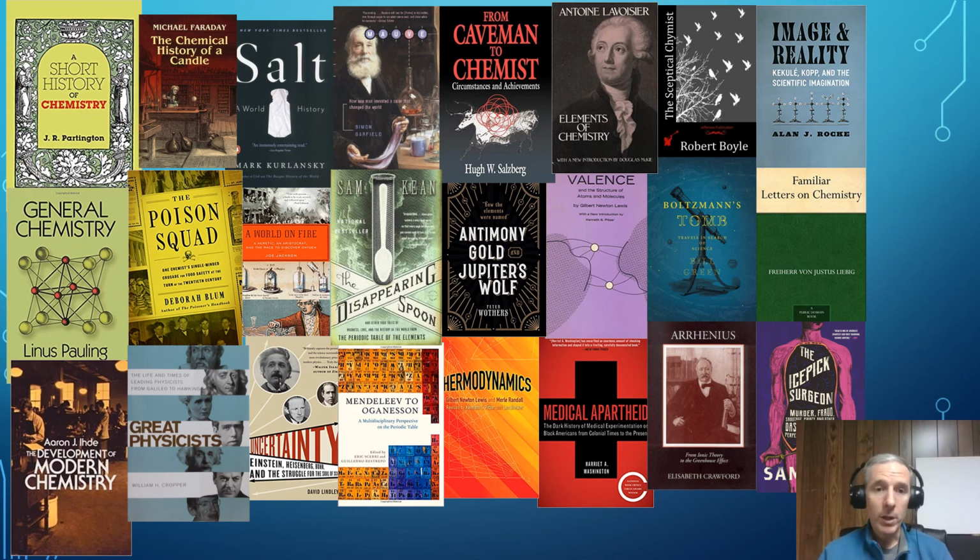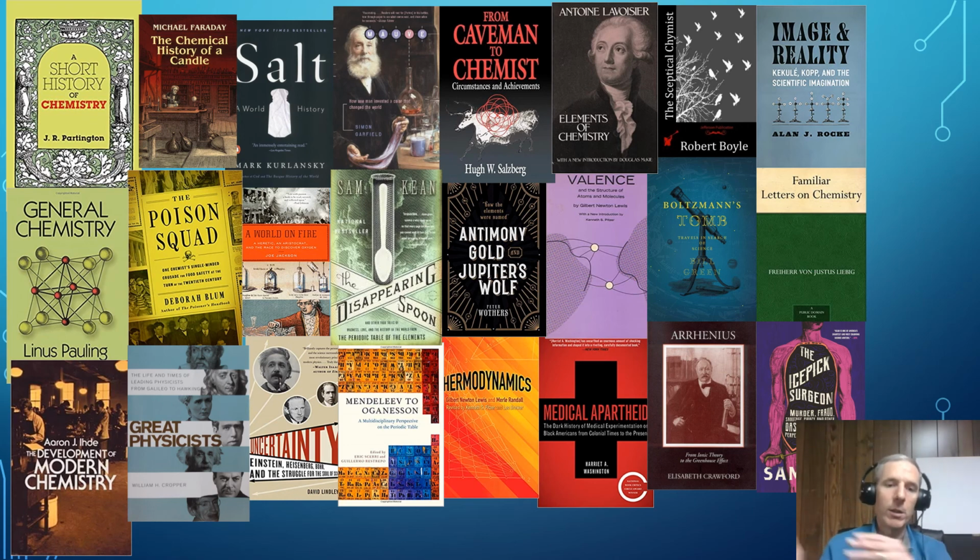So the first book on here is by Partington. He's a student of Walter Nernst, and he was the first person to really put together what is the history of chemistry. That is the short history of chemistry. I have not read the full version of it, but this is an amazing book. It is just absolutely loaded with information. I would love to read the long one if I can track that down someday.